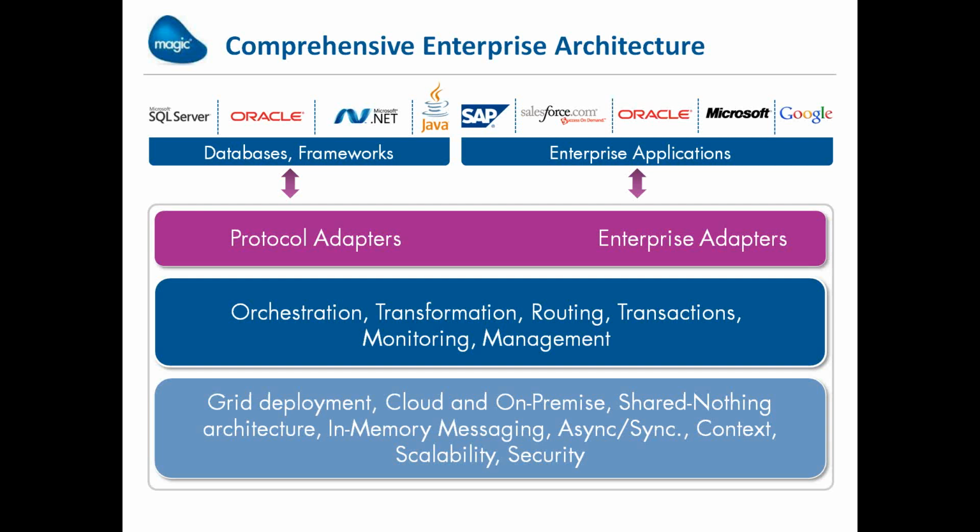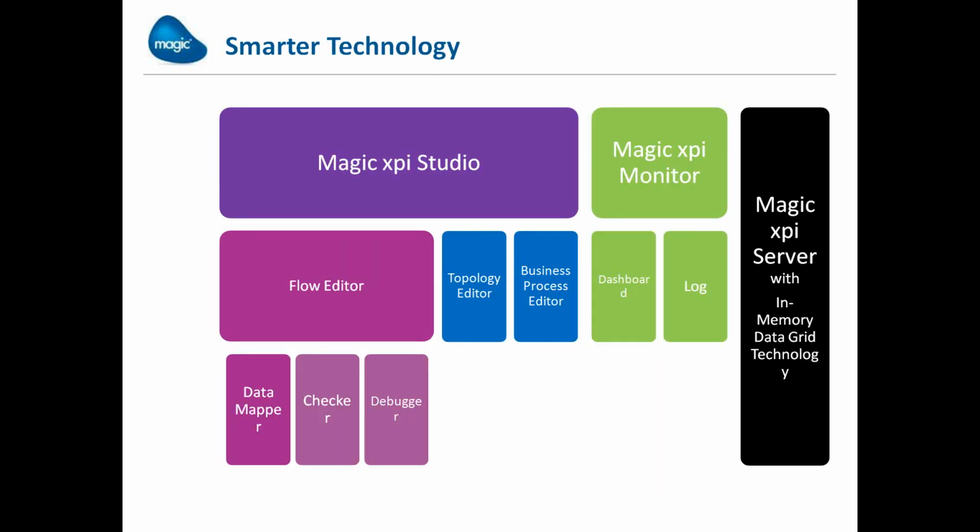The architecture is therefore based on this highly scalable underlying in-memory data grid that gives you the business capabilities for business process orchestration, transformation, routing, transactions, monitoring, and management. And you accomplish this through a library of protocol adapters, enterprise adapters that give you access to databases and frameworks, various enterprise applications. And in addition to this, the capability of dealing with various messaging protocols and communication protocols and adding the business logic and so forth.